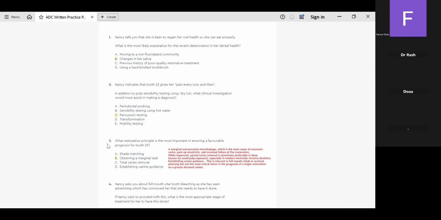Total caries removal, if you have read the caries article, is not the most important thing. Sometimes we have to be conservative to protect the pulp. Last mock exam discussion session, the same thing I told you, right?